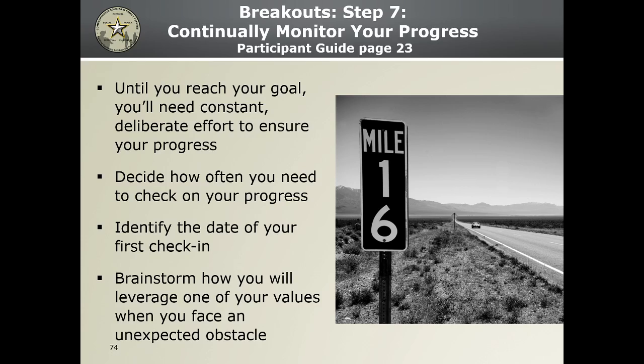Last step here, step 7. Remember, the key word is IPR, in-process review. Until you reach your goal, you'll need constant, deliberate effort to ensure your progress. So the idea here is that you want to review how you're doing in pursuit of your goal. Don't just let this be something that you drift towards now without ever deliberately going back and seeing what your progress looks like.